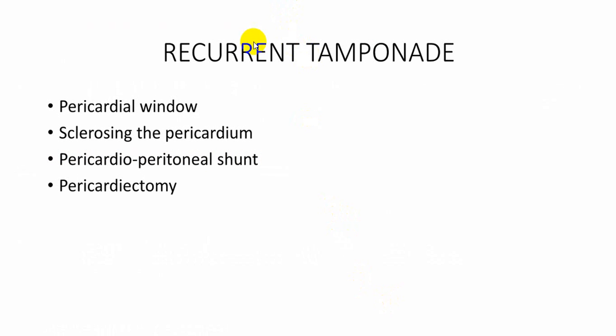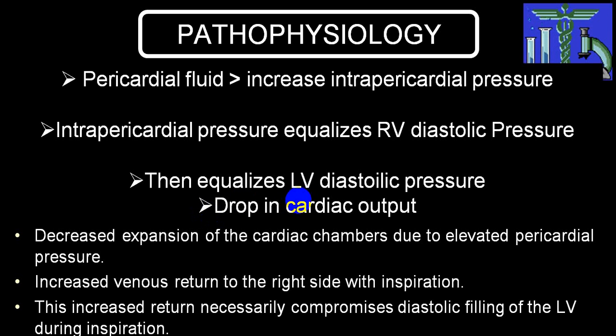There is one condition where you can get a recurrent tamponade, very classical in case of pericardial window which gets blocked, sclerosing pericardium, pericardioperitoneal shunt, and pericardiectomy. In this condition, you can come across recurrent tamponade. What exactly is happening in this?